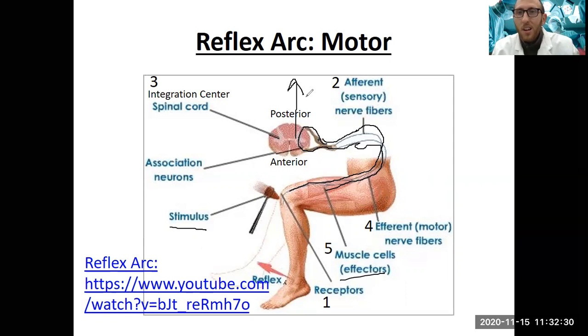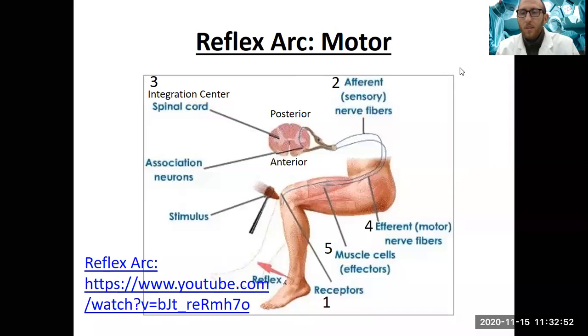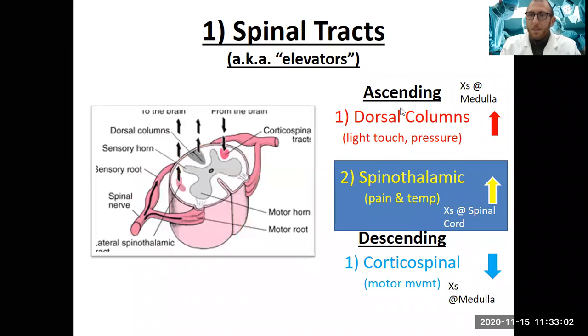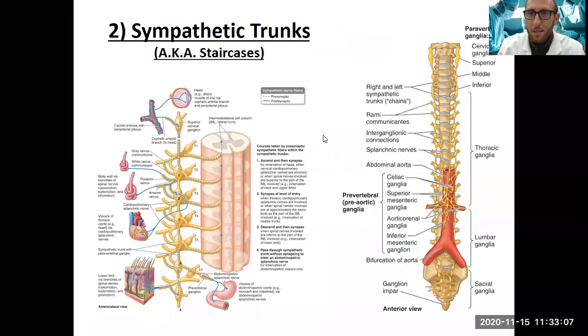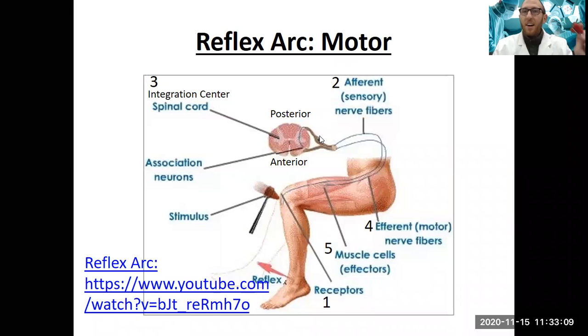Recap question. What spinal tract takes pain and temperature information up to your brain? Give you 5 seconds on this one. All right, pain and temperature here. What is the spinal nerve tract that takes it up? If you said spinothalamic, you'd be correct. Spinothalamic takes pain and temperature up to the brain. And that's a reflex arc.